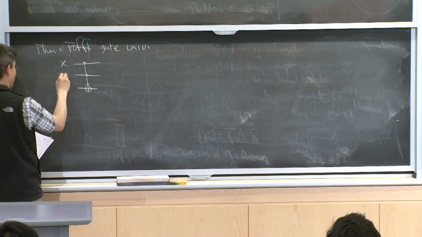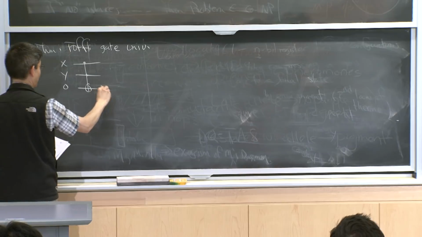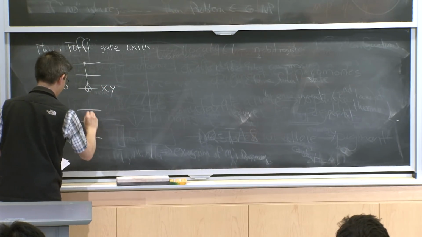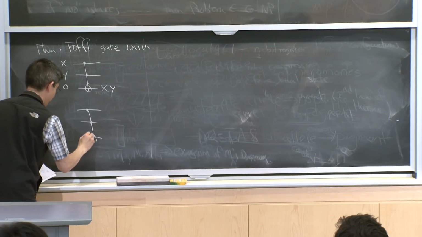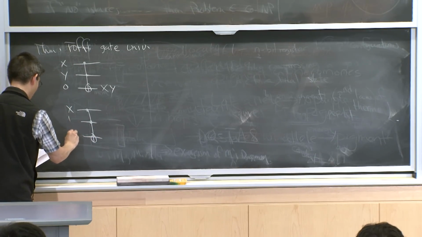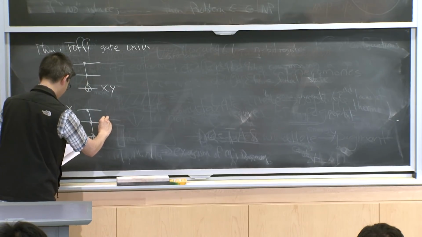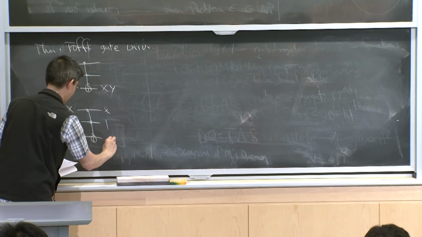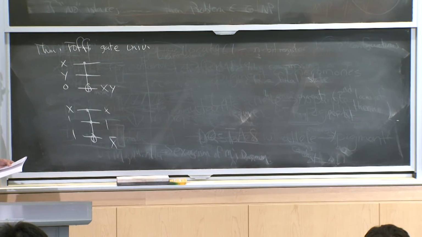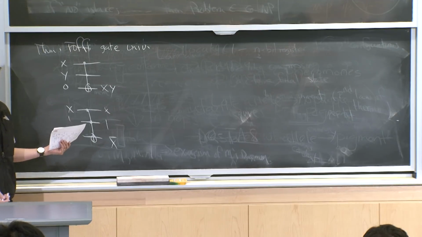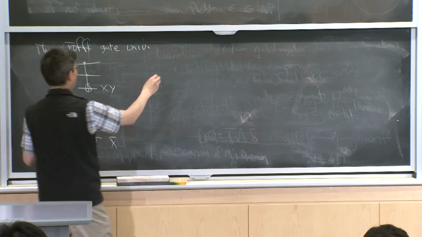So I will take X and Y and 0. And this is XY. I can also take my Toffoli gate and put an X and a 1 and a 1. And this gives me X, 1, and an X bar down here. So I have an AND gate and a NOT gate. Therefore, I have every gate I need.